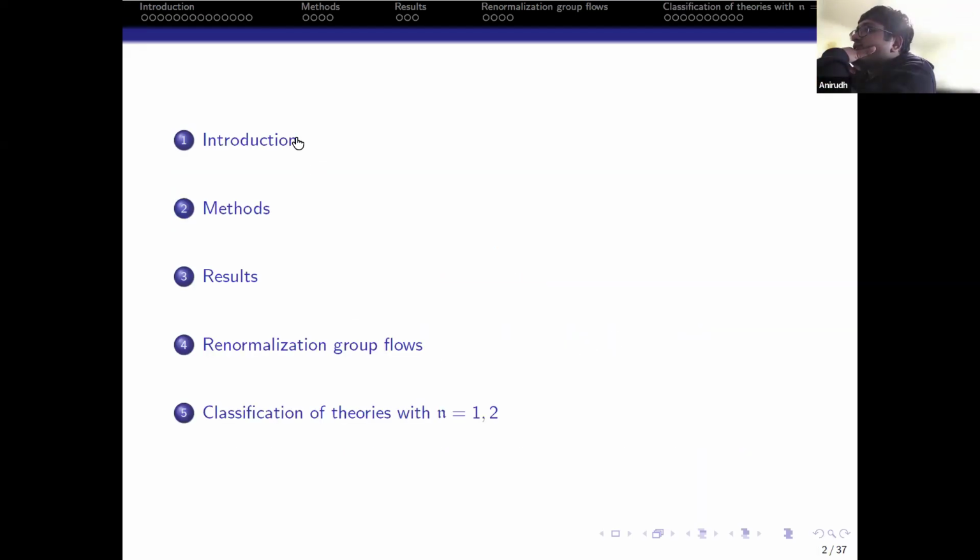So this is roughly the outline of the talk. I will give an introduction, which will be pretty long, and then I will give you a few quick glimpses at our results. And finally, if there is some time, I can discuss the classification of theories with nilpotency index equal to 1 or 2.